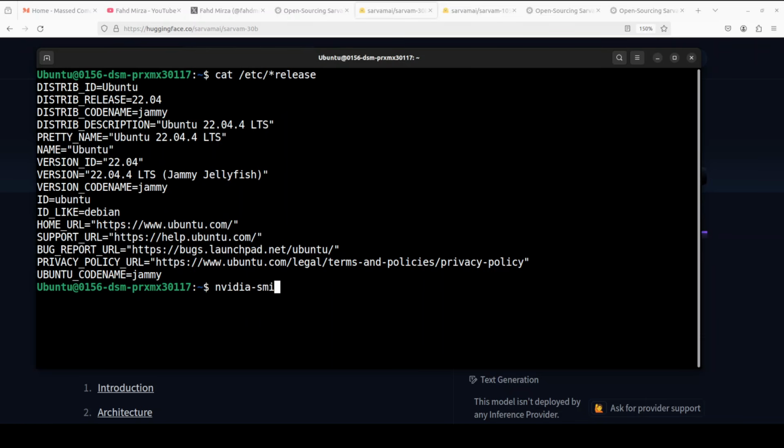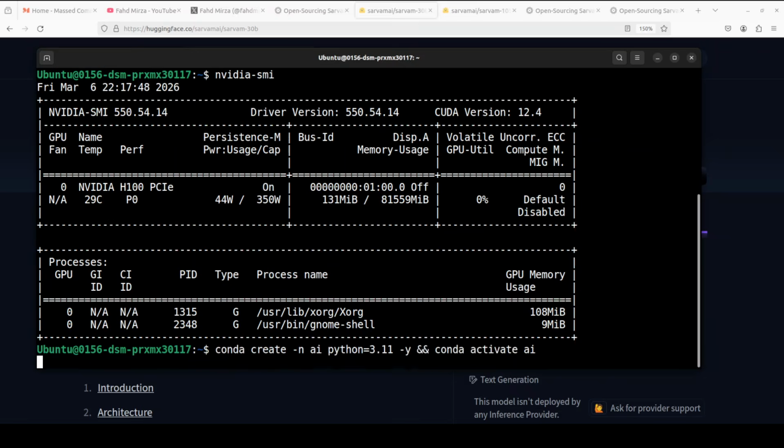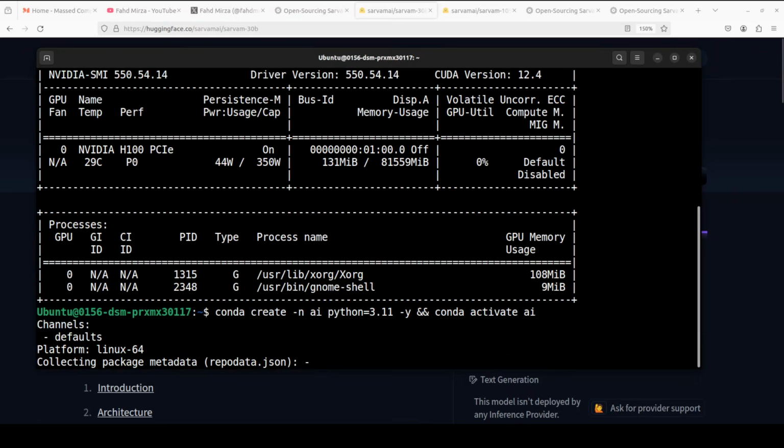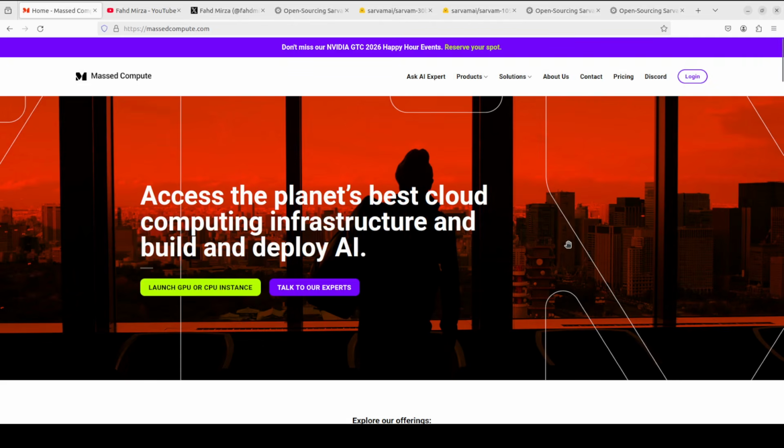I'm going to use this Ubuntu system. I have this GPU card, NVIDIA H100 with 80 GB of VRAM. Let's create a virtual environment with Conda.